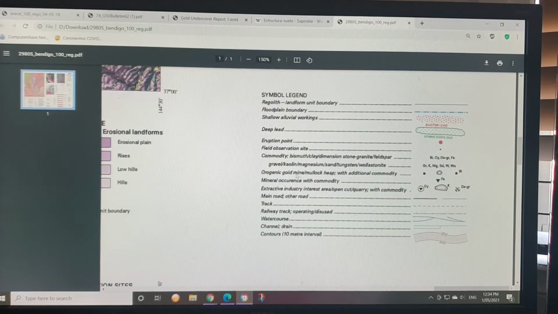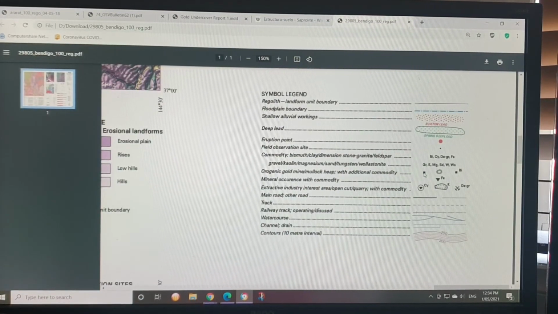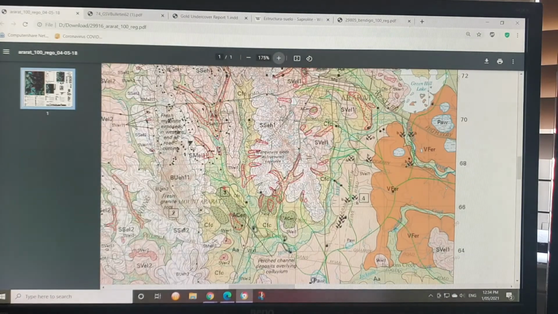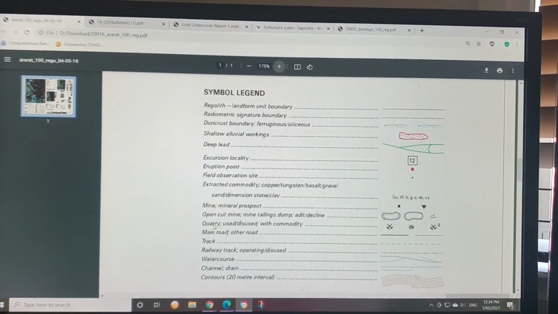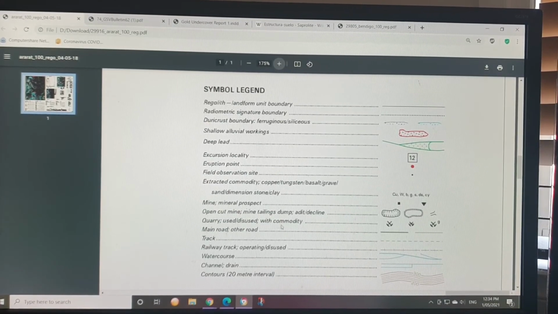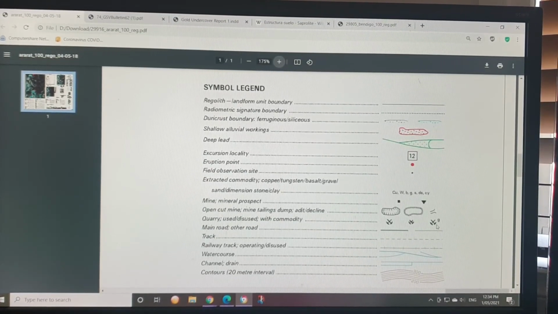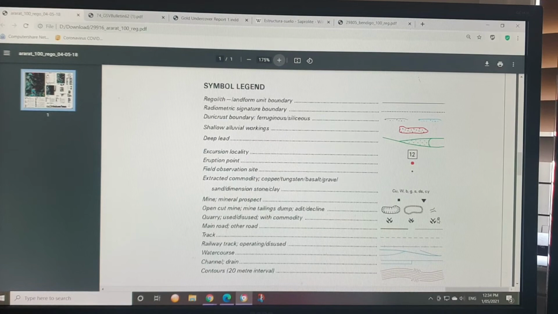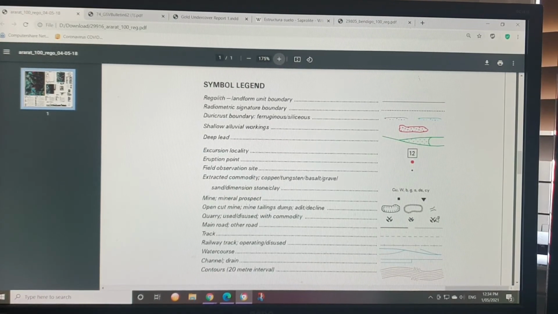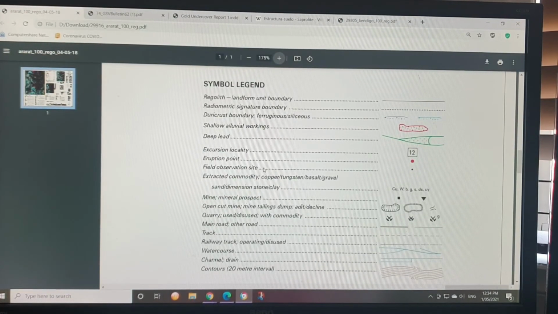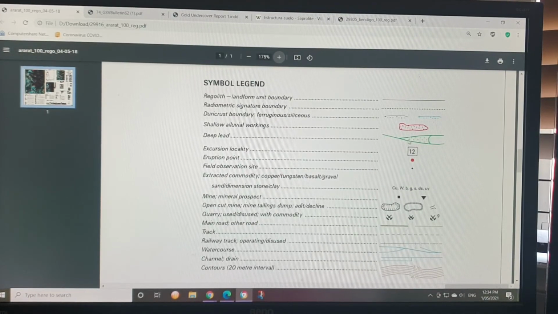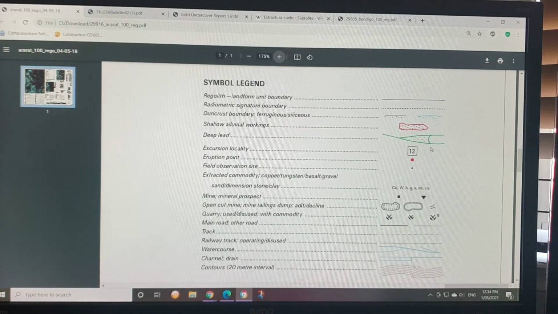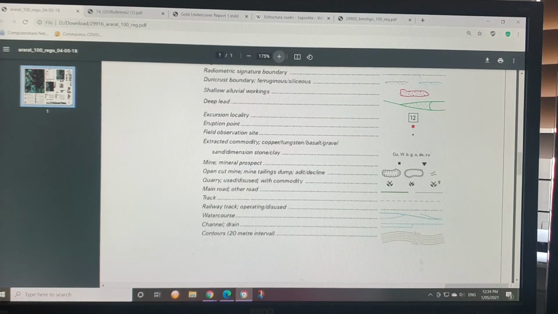So here we've got gold mines are in squares. Does this one have gold mines? It should have. Oh, here you go. So quarries used with commodity. So I presume G is gold. Gold, show me the gold. Field observation sites, deep leads. So deep leads where a lot of the actual gold is.